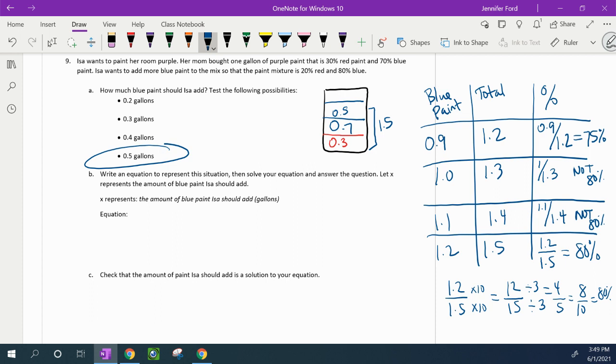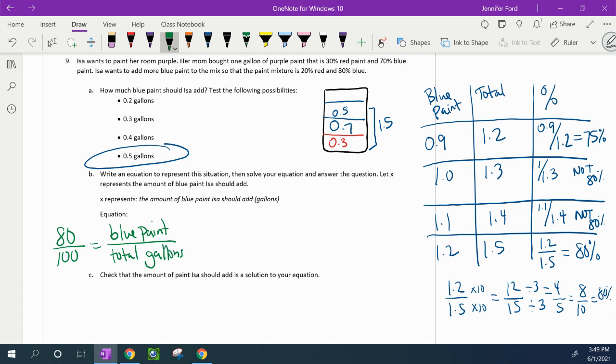And then part B says write an equation to represent the situation, then solve your equation and answer the question. Let X represent the amount of blue paint Isa should add. All right, so we want, okay, this is not my equation. This is just me thinking in my head. I want 80%, which is 80 over 100. And I want that to be the gallons of blue paint divided by the total gallons.